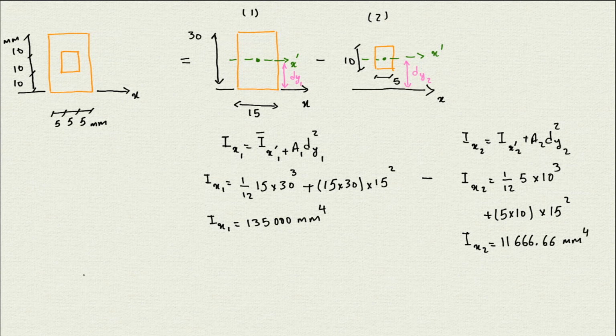Therefore Ix is Ix for cross section 1 minus Ix for the hole, which gives us 23,333.34 millimeter to the power of 4. So because we split it into known shapes, calculate the moment of inertia for each known shape, and then just add them if they are solid and subtract them if there's a hole there.